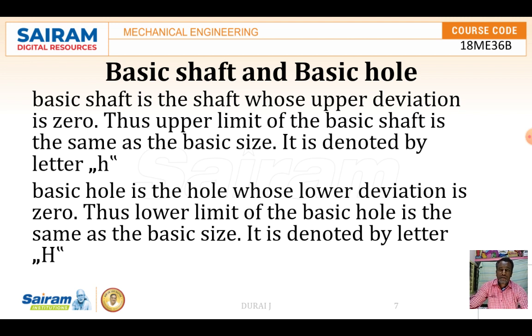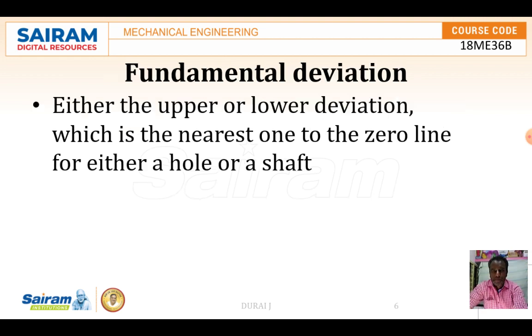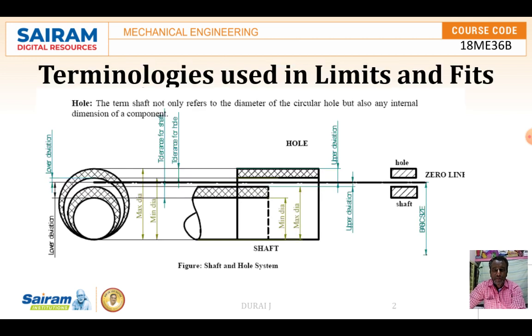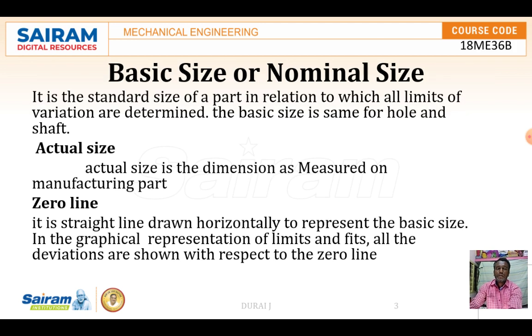That means the lower limit of the hole system lies on the zero line, that will be the basic hole. The upper limit of the shaft lies on the zero line. So this line lies on the zero line itself, meaning that is the basic hole. This upper deviation of the shaft lies on the zero line, meaning that is the basic shaft. Okay, so this is about the basic shaft and basic hole.